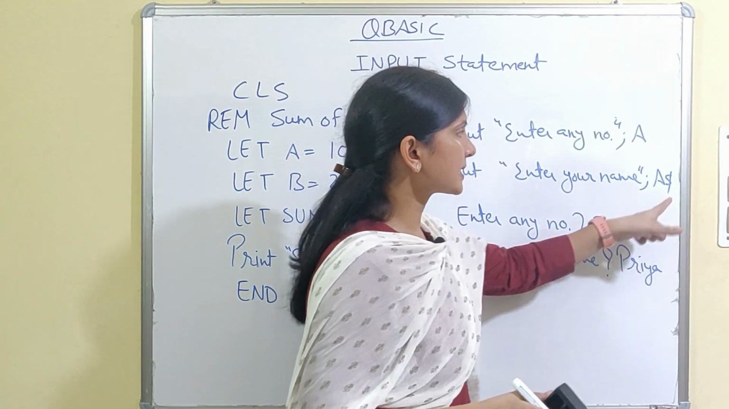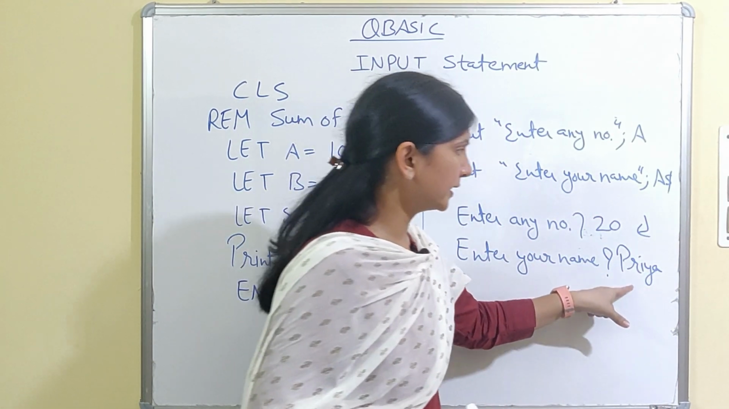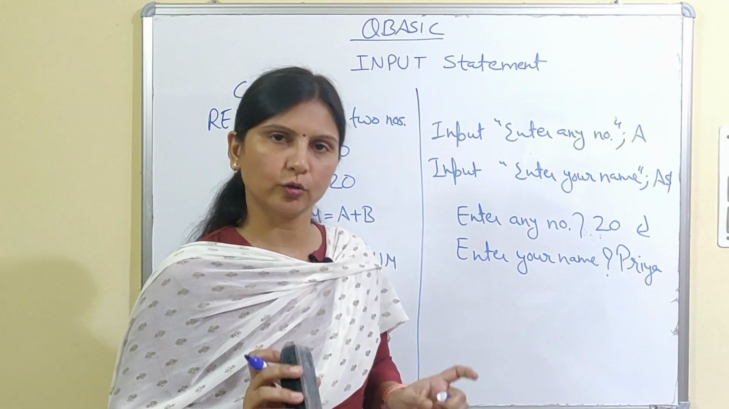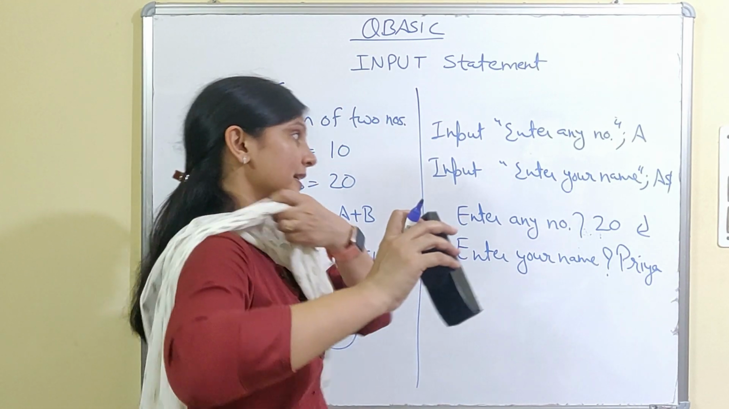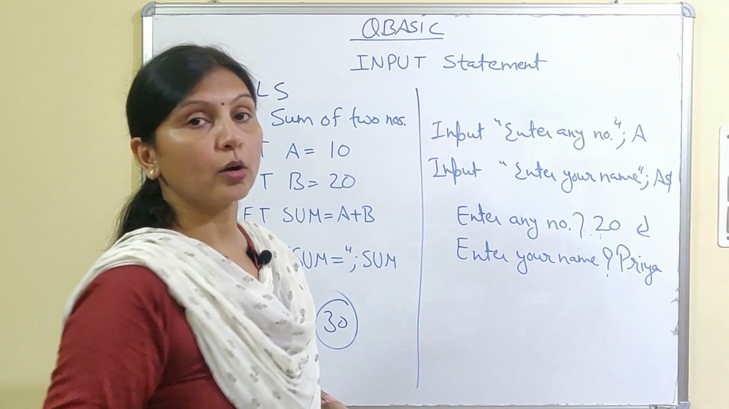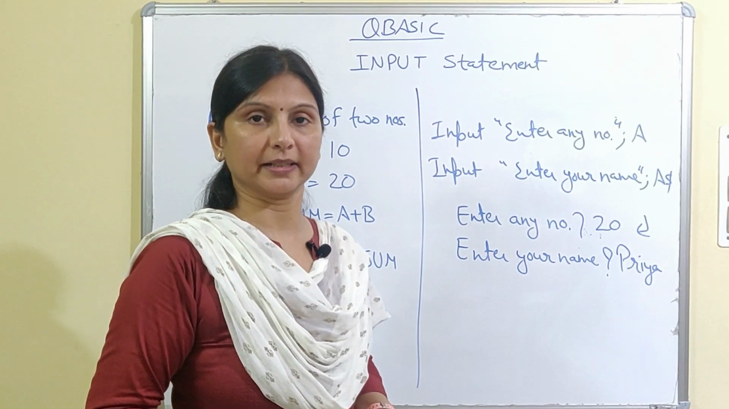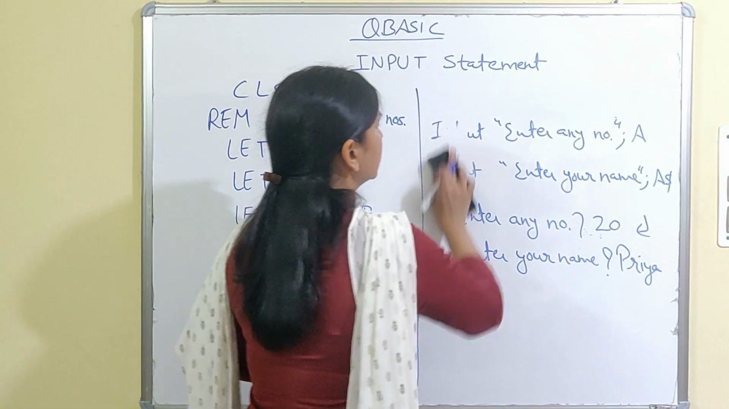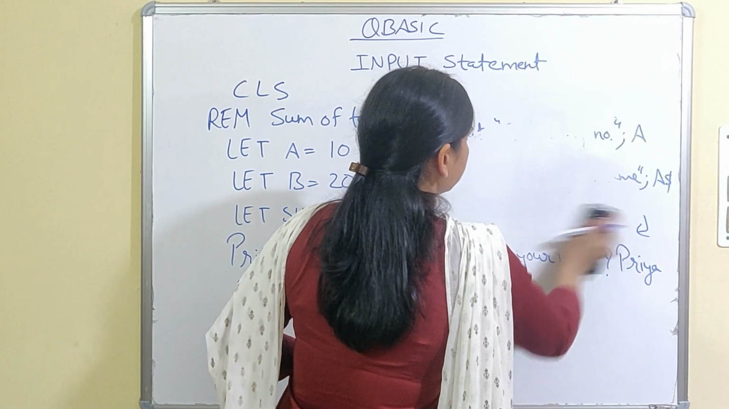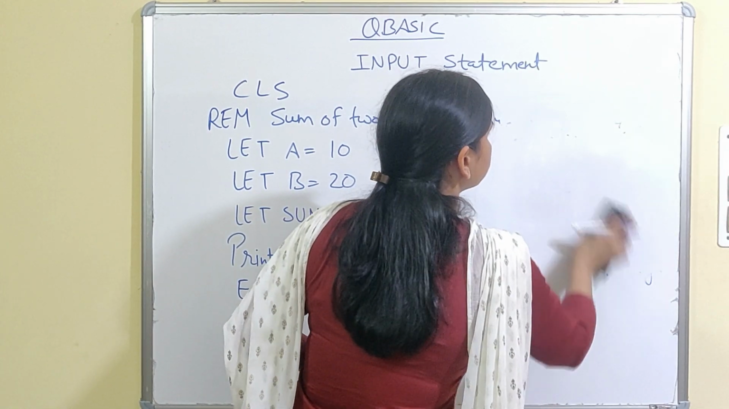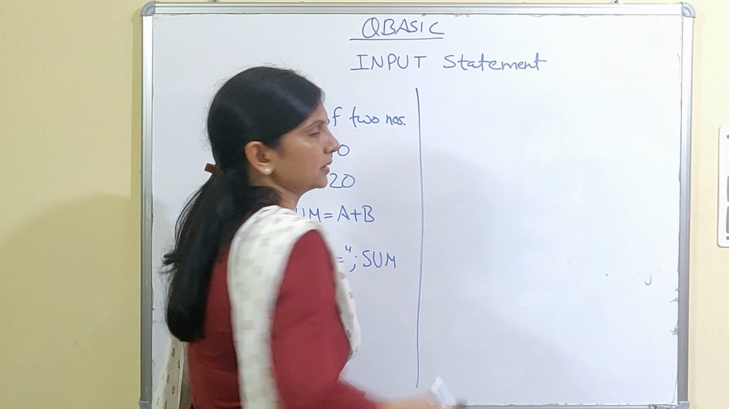So Priya will be assigned into $8 and no need to write here within double quotes. I hope it is clear. Fine. So this is the syntax. How do we use input statement? Fine. Now let's make the same program, sum of two numbers.